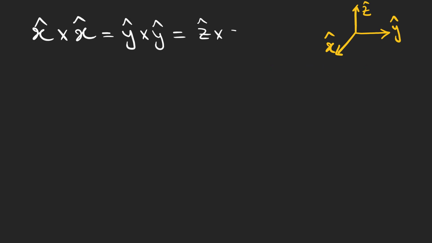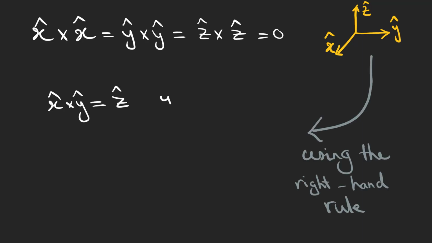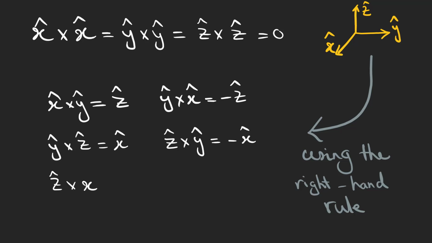Now let's find the cross products. x, y, and z are perpendicular. Their cross products with themselves are 0. We can also use the right-hand rule to find the others. Take a look at them.